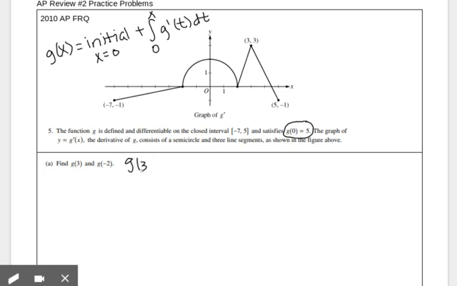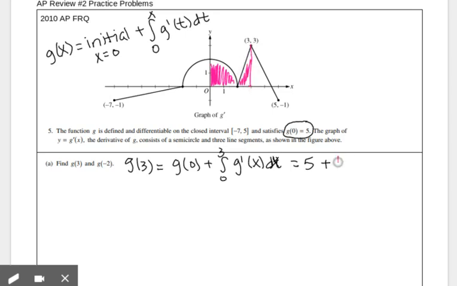So g of 3 is going to be the initial, which is g of 0, plus the integral from 0 to 3 of g prime of x dx. Okay, so g of 0 is equal to 5. And then the integral from 0 to 3 of g prime of x really just means what's the area. So if we look at our graph here, to go from 0 to 3, we're going to be looking at this quarter of a circle and then this triangle.